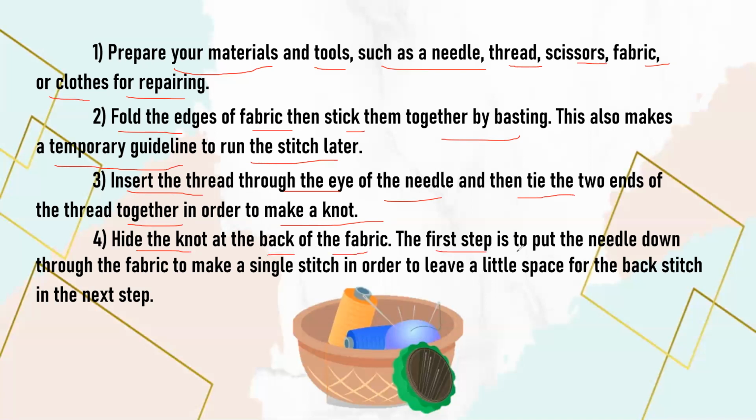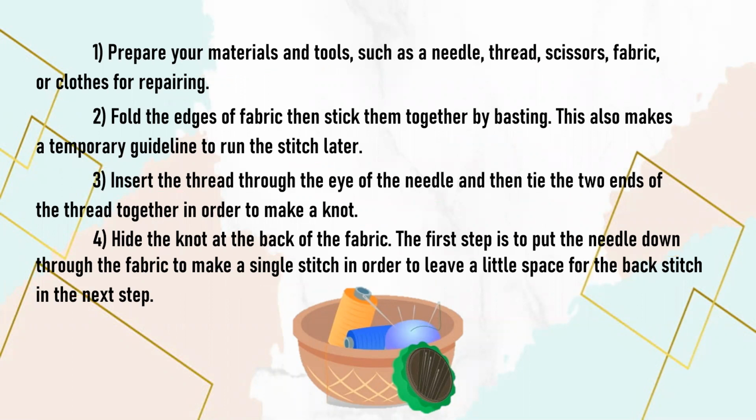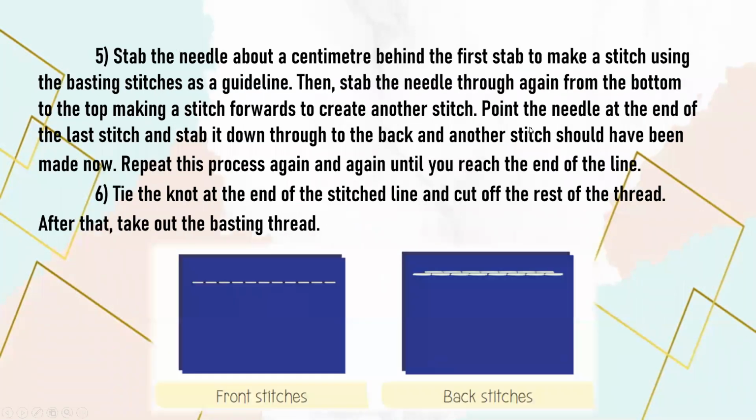The first step is to put the needle down through the fabric to make a single stitch in order to leave a little space for the back stitch in the next step. All right, now next step, what we have to do, let's see. Okay, next step, number 5.